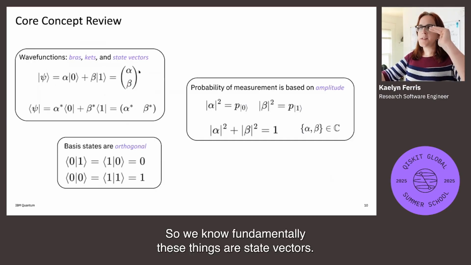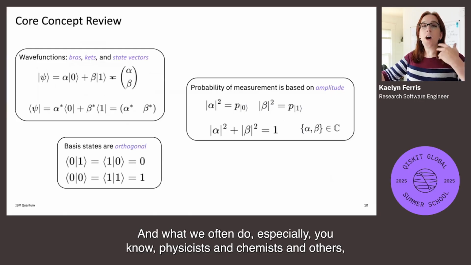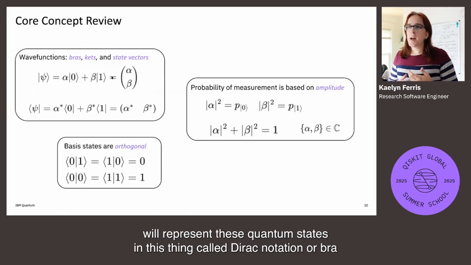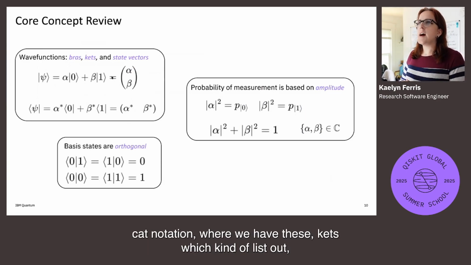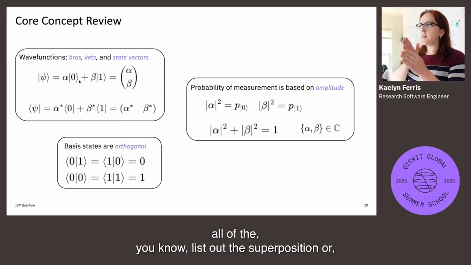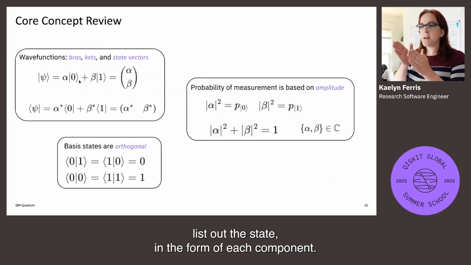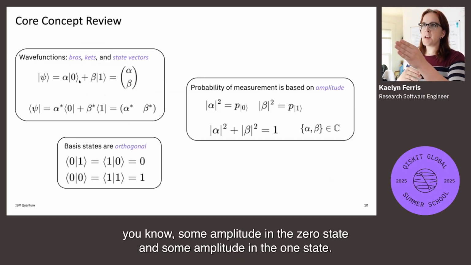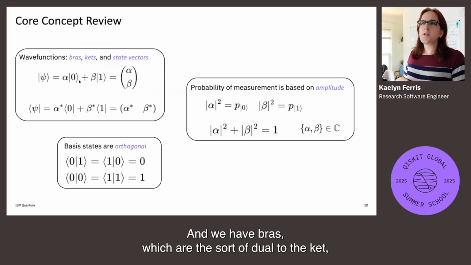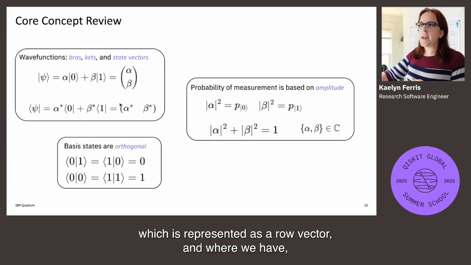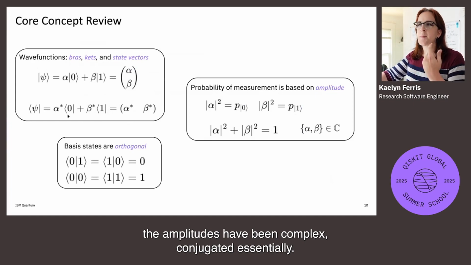So we know fundamentally these things are state vectors, and what we often do, especially physicists and chemists and others, will represent these quantum states in this thing called Dirac notation or bra-ket notation, where we have these kets which list out the superposition, or list out the state in the form of each component. So we have some amplitude in the 0 state and some amplitude in the 1 state. And we have bras, which are the dual to the ket, represented as a row vector, where the amplitudes have been complex conjugated, essentially.